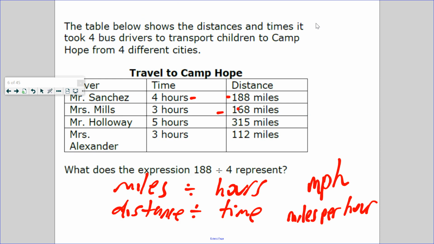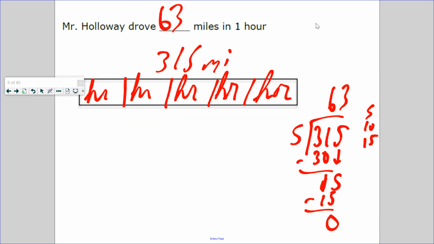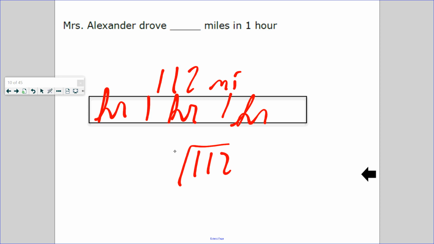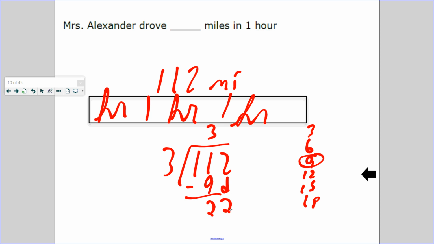And the last person is Miss Alexander. She drives 112 miles, 3 hours. That's 3 hours. So how many miles does she drive in each hour? The pattern for 3 is 3, 6, 9, 12, 15, 18. Which one of these is closest to 1? None. Which one's closest to 11? 9. So it's the third number. 11 minus 9 is 2. Bring down the 2. Which one is closest to 22? 3, 6, 9, 12, 15, 18. I think there's one more, 21. So that's the 7th number. Ooh, we have a remainder here.